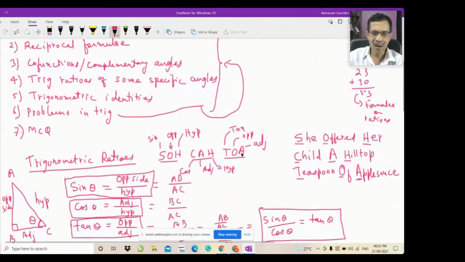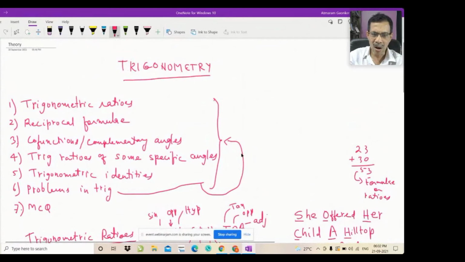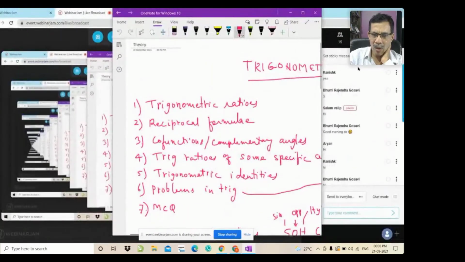What is the word, not the sentence, what is the word that we use to remember the trigonometric ratios? Please type it in the comment box. What is the word that we use to remember sine, cos and tan as the ratio of their sides? The sides are adjacent side, opposite side and hypotenuse. So please type the word which you used to remember the trigonometric ratios sine, cos and tan.